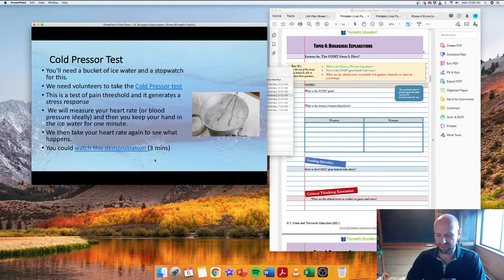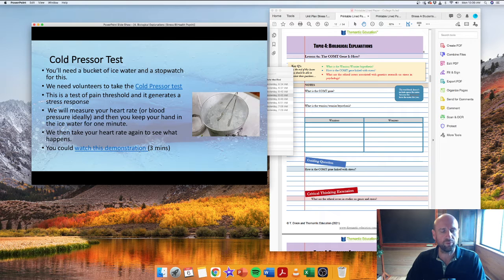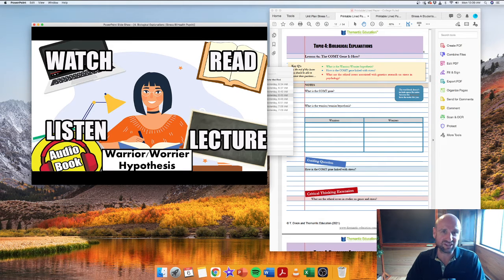Okay, and then there's a demonstration here. Okay, so the cold pressor test as well, the way they measure pain threshold is depending on how long it takes you, from when you first detect pain to when you have to pull your hand out of the ice, basically, and the longer you hold it for, the higher your pain threshold. We can't actually test if our students are warriors or worriers because we'd have to do genetic testing.